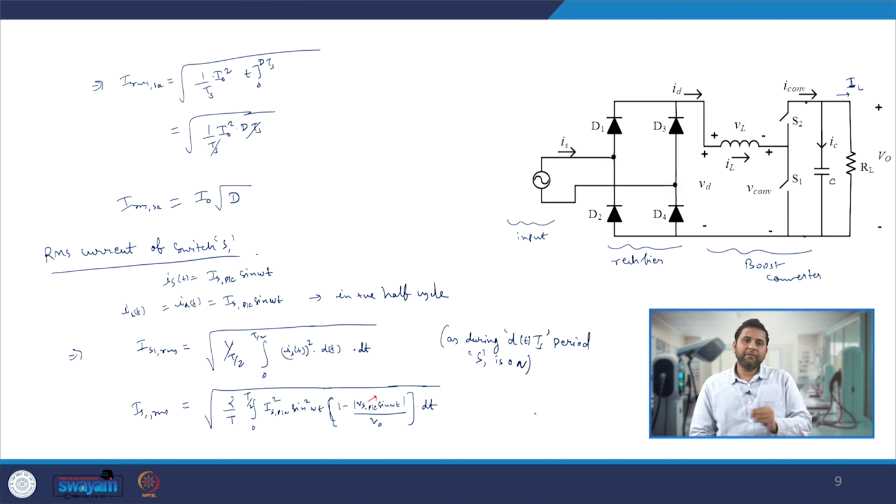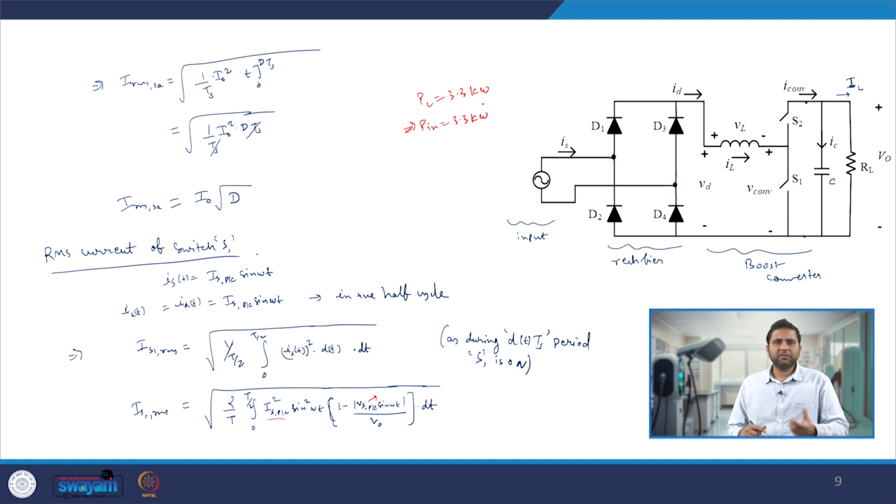Similarly, using the power balance method, you can easily calculate the IS peak you expect from the input side. For example, if someone says to design a power converter of 3.3 kilowatt, so my PL value is 3.3 kilowatt. If we assume the efficiency to be 100%, our P in is 3.3 kilowatt. Or you can take 95% or 97% efficiency, which is a good estimate, so P in is 3.3 kilowatt divided by the efficiency. Here let us take efficiency equal to 100%, so our P in will also be 3.3 kilowatt.